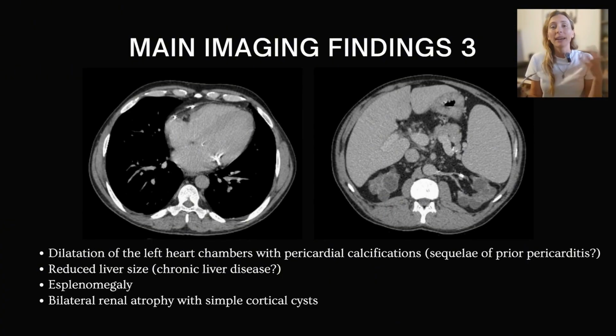As you know, when analyzing a chest CT, it is very important not only to see the lung parenchyma, but also take a look at the soft tissue windows where we can find ancillary findings that can help us with the diagnosis. For example, in this case, we can see dilation of the left heart chambers with pericardial calcification that can be the manifestation of a sequela of prior pericarditis. In the abdominal region, we can see splenomegaly, reduced liver size that can be in keeping with chronic liver disease, and also bilateral renal atrophy with simple cortical cysts.